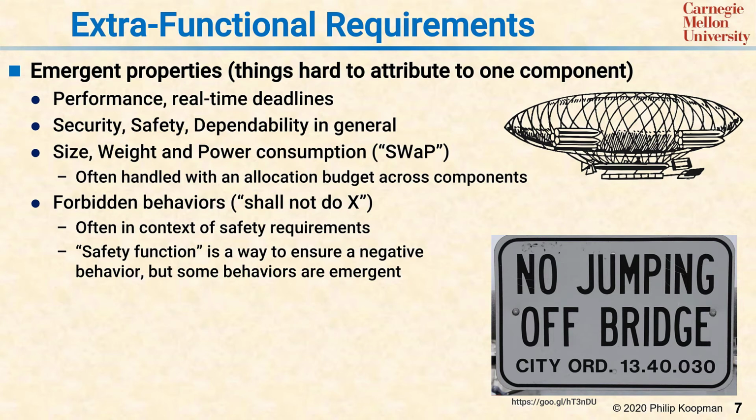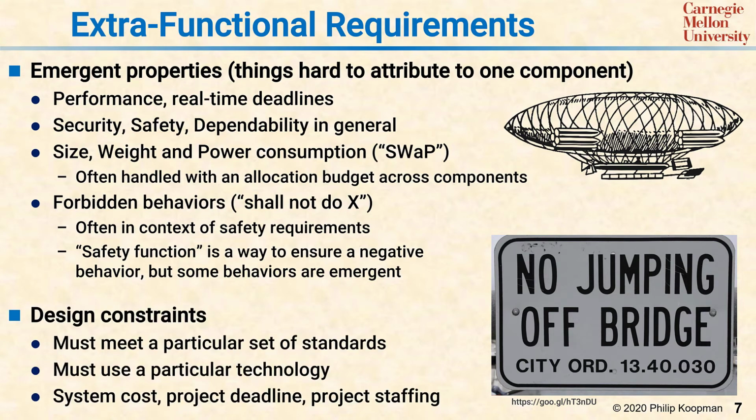Another type of extra functional requirement is a design constraint. The design must meet one or more different standards. The design must use a particular technology. The code has to be written in a particular programming language, might be a requirement for legacy and compatibility reasons. Another design constraint might be the total system cost or a project deadline or project staffing. All of these things are real requirements that apply to real systems, but none of them have to do with writing a line of code that does a certain thing. These should all be addressed by the requirements document one way or another.